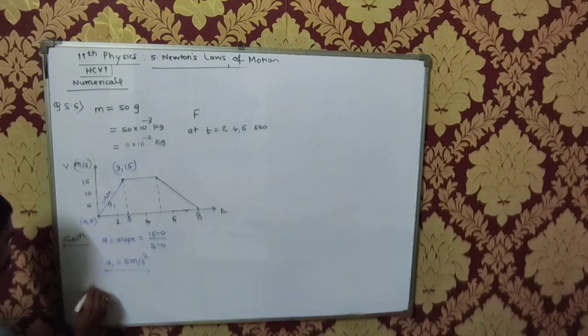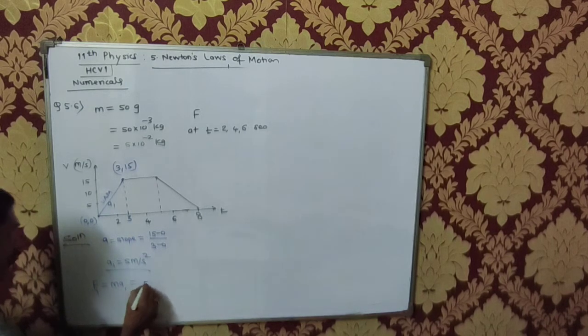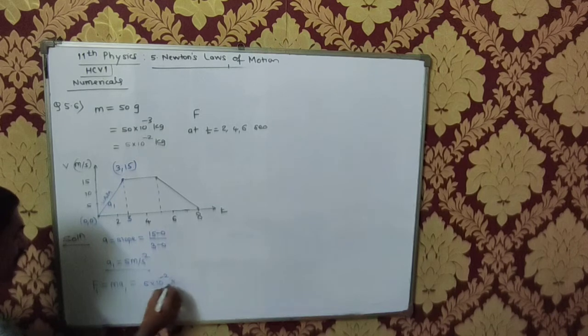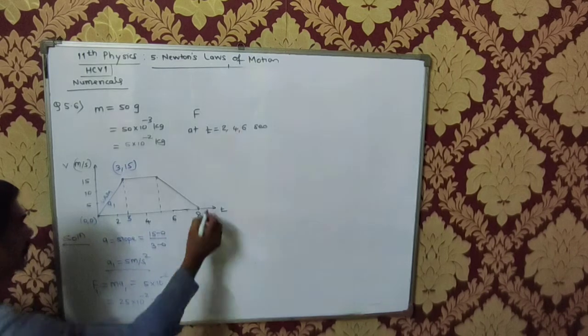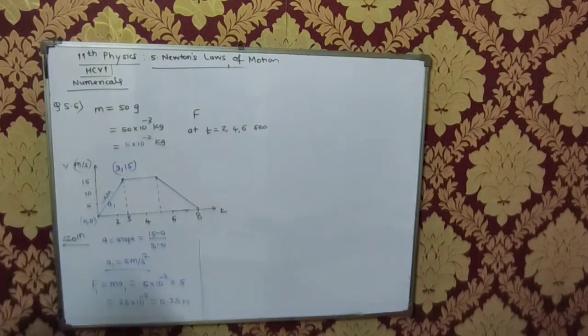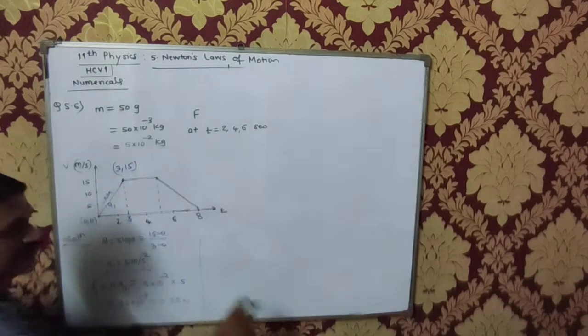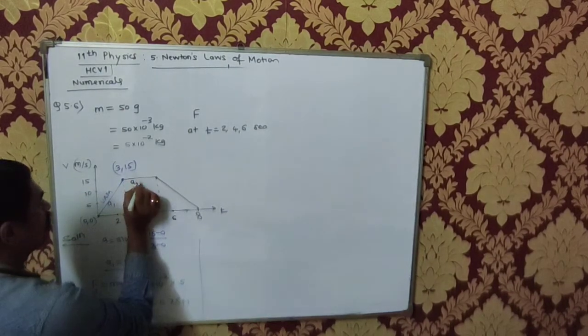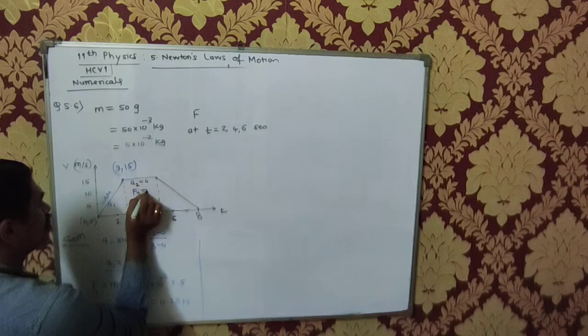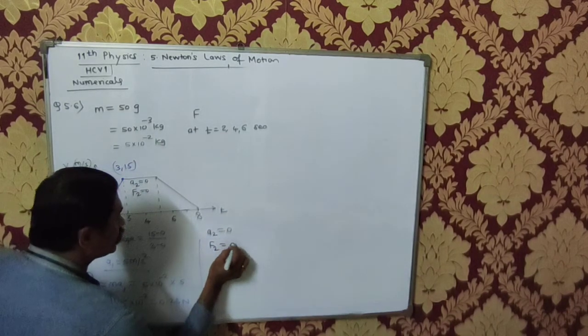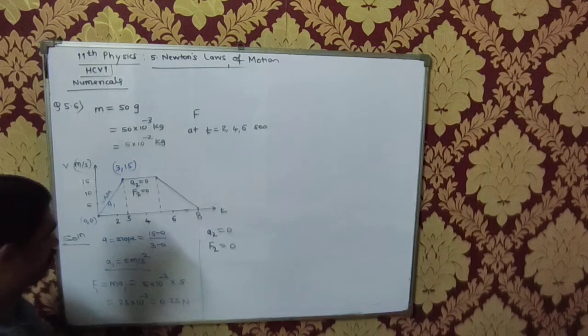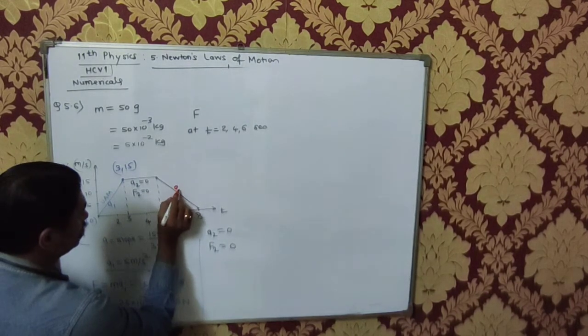So the first force in this case is mass into acceleration. Mass is 5 into 10 raised to minus 2 and acceleration is 5. So this is 25 into 10 raised to minus 2. That is equal to 0.25 Newton in the first case. Yes or no? In the second case, there is no change. So acceleration is 0 and therefore the force is also 0. And in the third case, can I leave it to you?